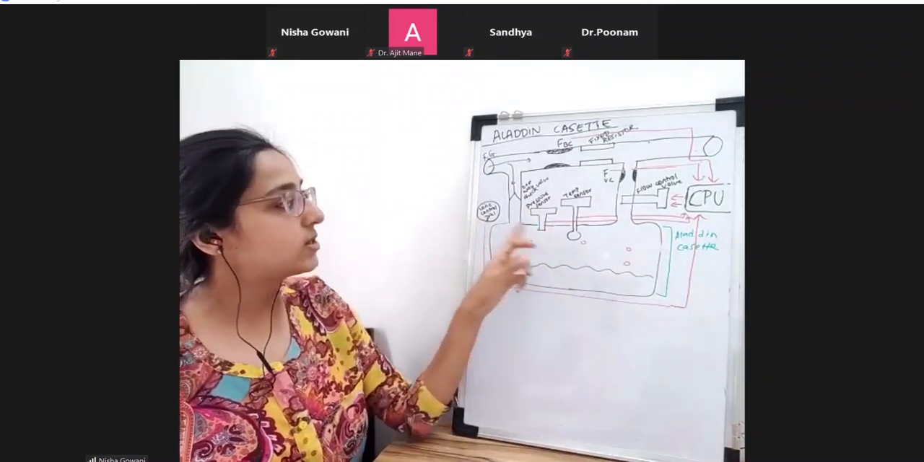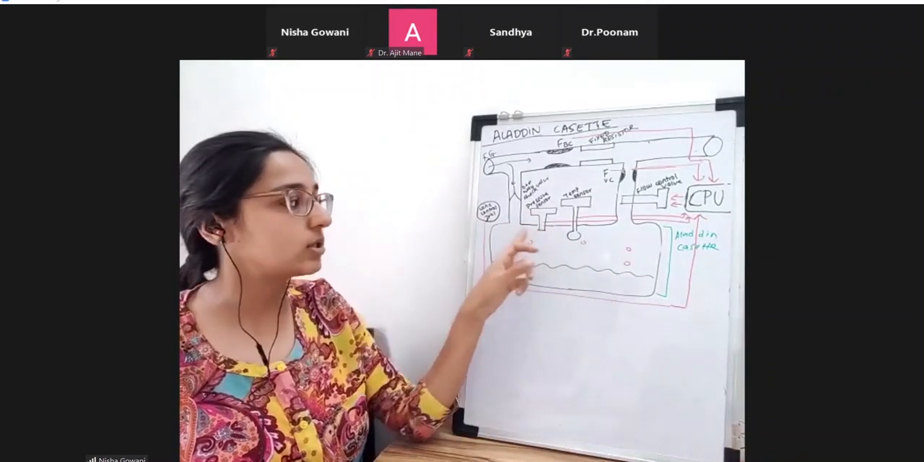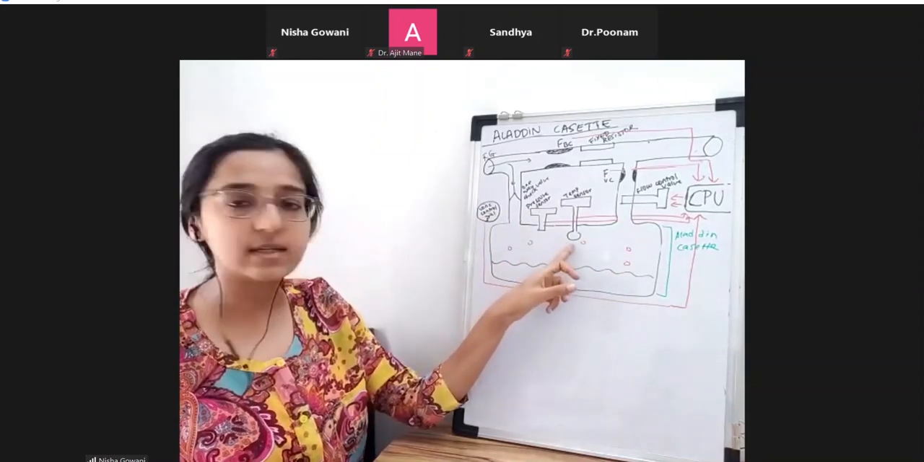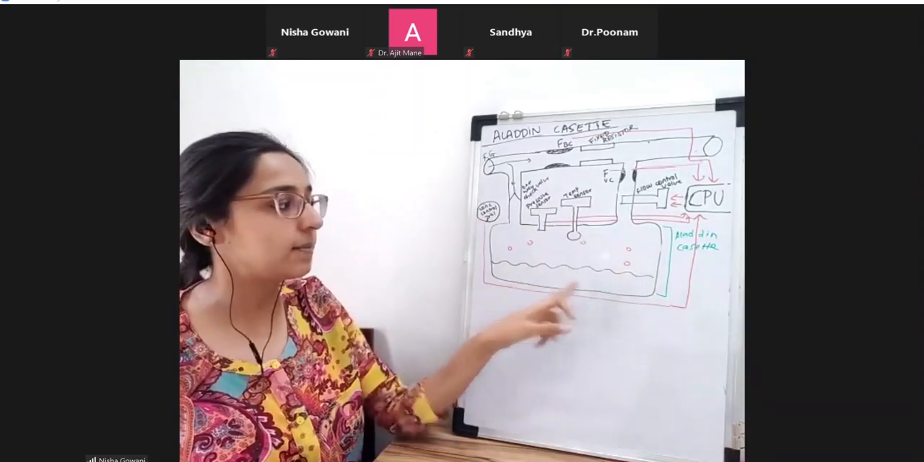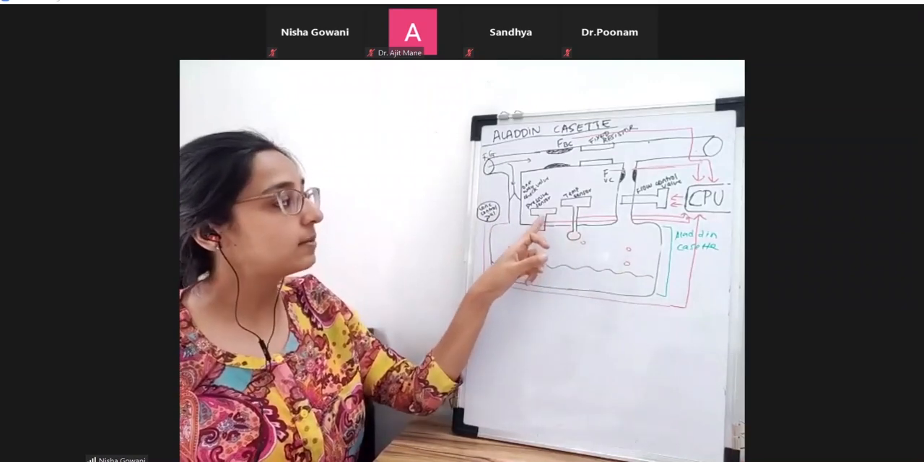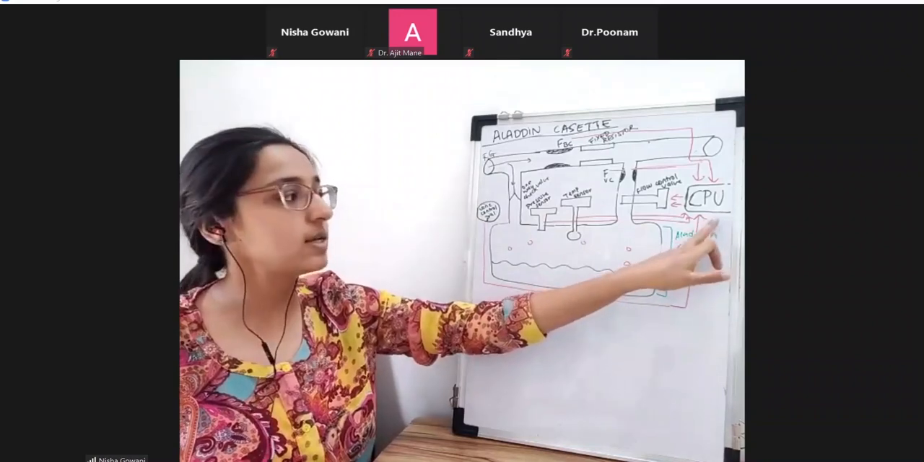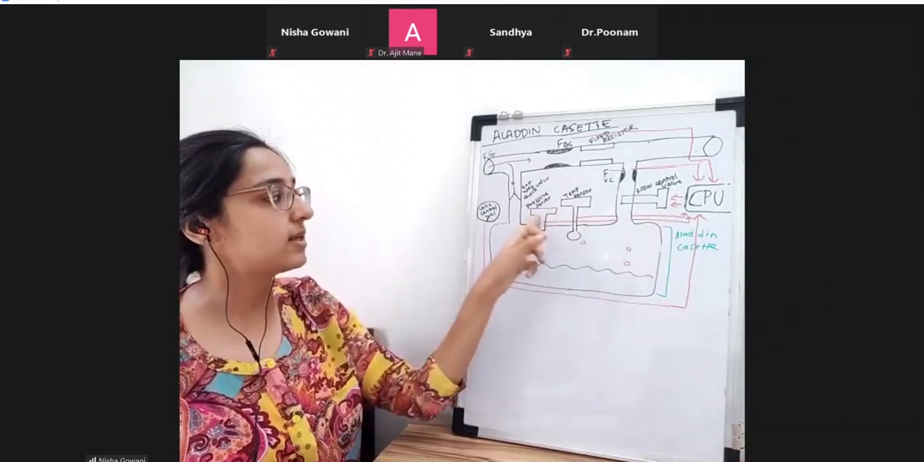Then what else do I have? I have a pressure sensor, which will sense the pressure within the vaporizing chamber. There is a temperature sensor, which will sense the temperature within the vaporizing chamber. Both of these sensors will send a message to the CPU. So now the CPU is receiving 3 messages from 3 different parts.